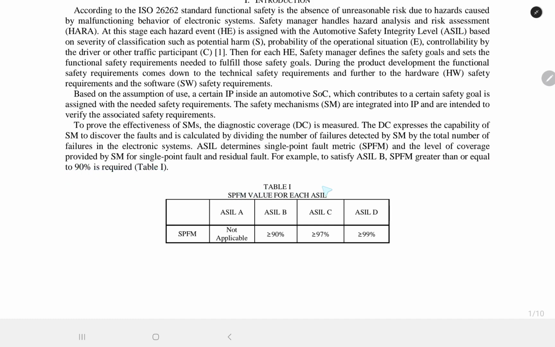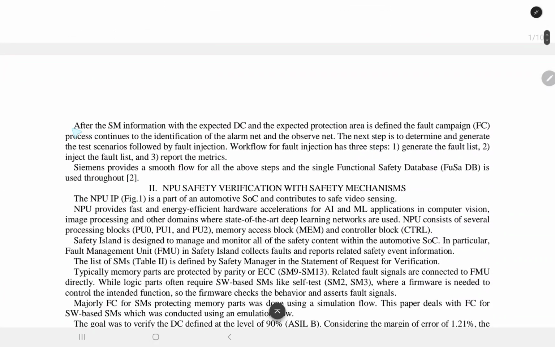Table 1 is the SPFM value for each ASIL. After the SM information with the expected DC and the detected protection area is defined, the fault campaign process continues to identification of the alarm nets and the not-observed nets. The next step is to determine and generate the test scenario, followed by fault injection.